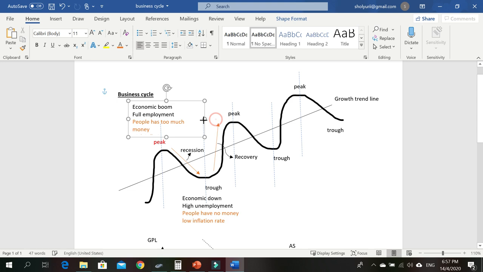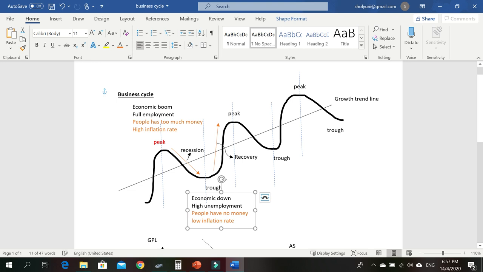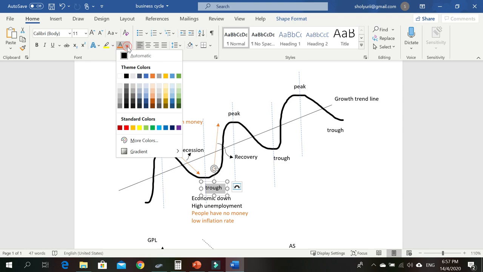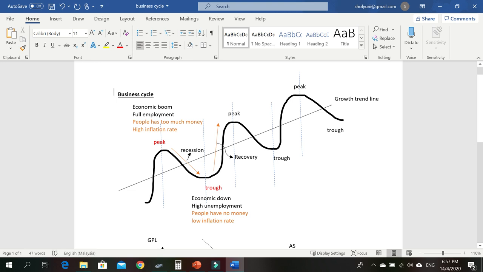Alright, and then kat sini pun it's not good. Siapa suka economic down kan? It's not good. Why? Bila economic down, dia menunjukkan bahawa the country is not performing. The country is not using the resources efficiently. Sebab tu dah ada unemployment. Labor ramai, tapi kita tak bagi pekerjaan pada labor. Labor don't have work. So, bila labor don't have work, they don't have money. They don't have money, they don't purchase.